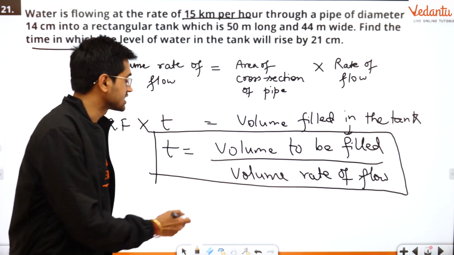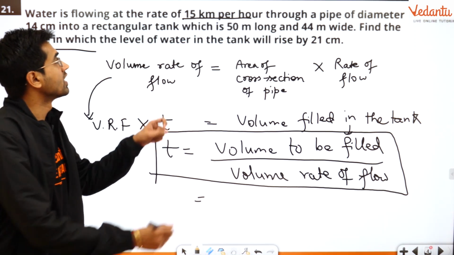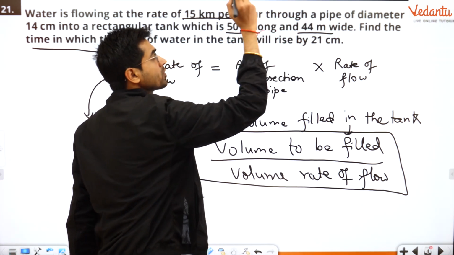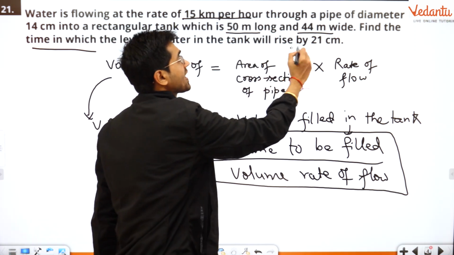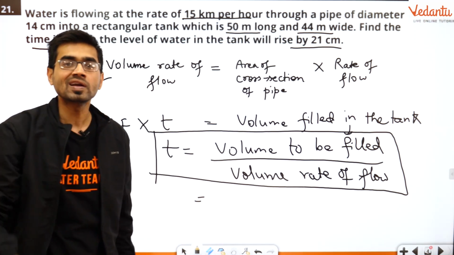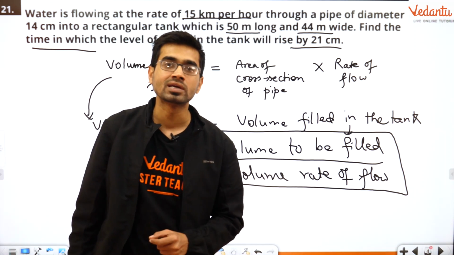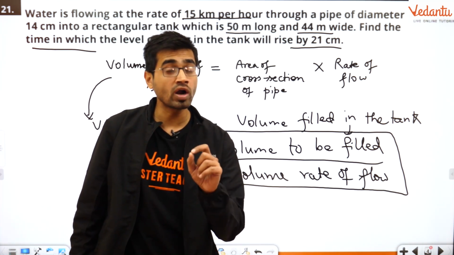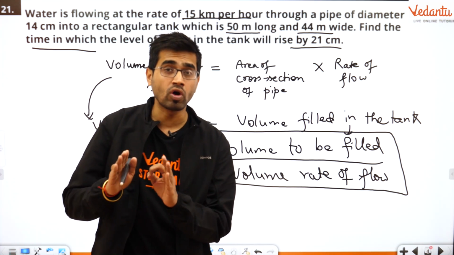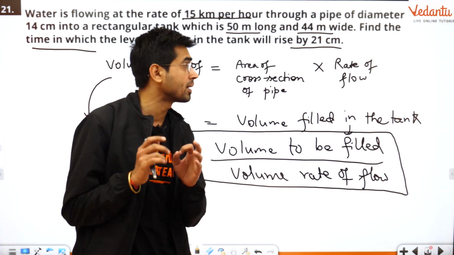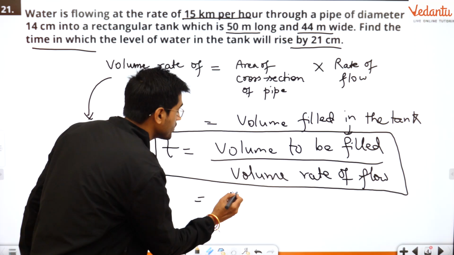That volume to be filled. Just remember what volume you are filling right now. In a 50 meter, 44 meter wide tank, you want the water level to rise by 21. Doesn't it look like L into B into H? Length into breadth into height. Do not forget to keep all the units the same. That is very important, I'm telling you. So remember, what is the volume to be filled?